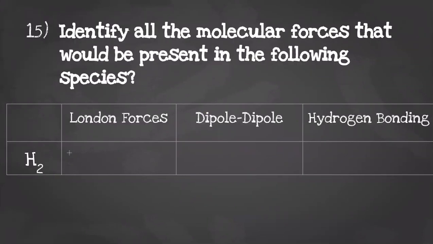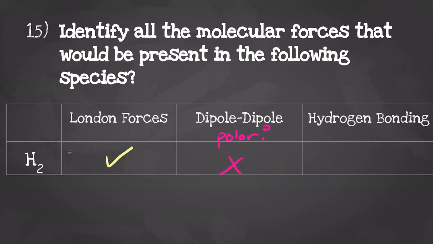For our next section, we have to identify the molecular forces that would be present in each of the following species. So here we're going to be working with a hydrogen molecule. Just going down the list, London forces: will it be able to have a temporary dipole? Yes. For dipole, I'm just going to think about whether it is going to be polar. Looking at my hydrogen molecule, it's going to be a linear diatomic, so it is not going to be polar. So it won't have a dipole.